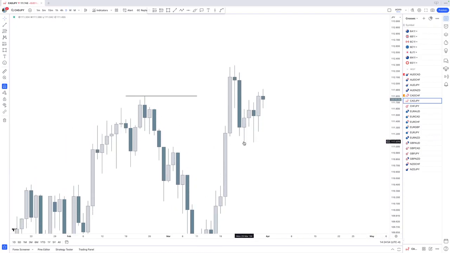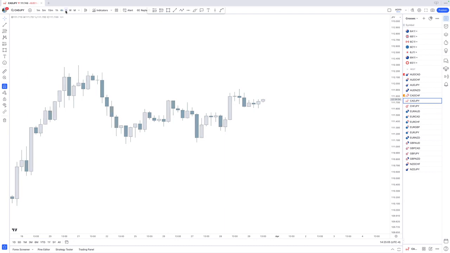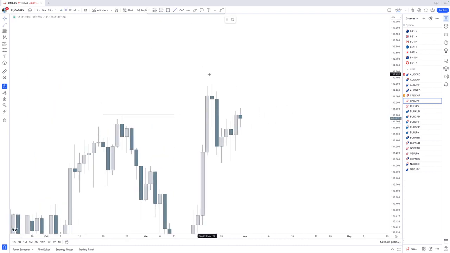On the daily, very 50-50 to me. Very 50-50. I don't like this price action right here. Not too clear on what it wants to do. I think it can still continue higher, definitely. But it's not something where I'm super convinced on that.